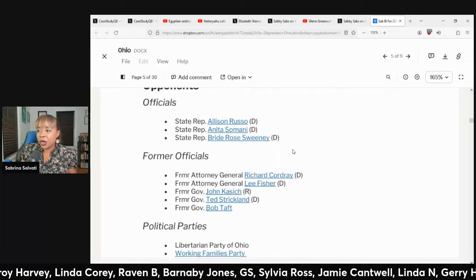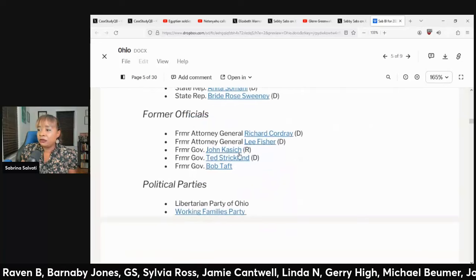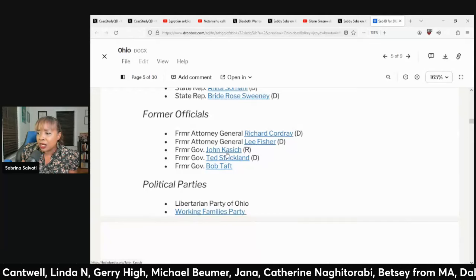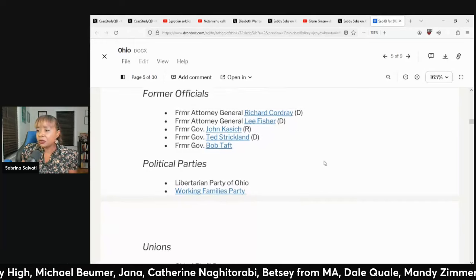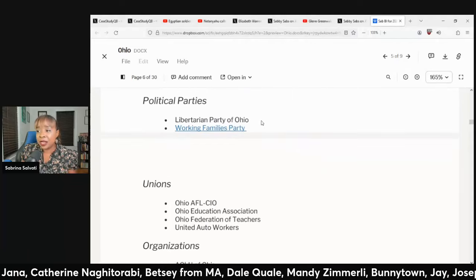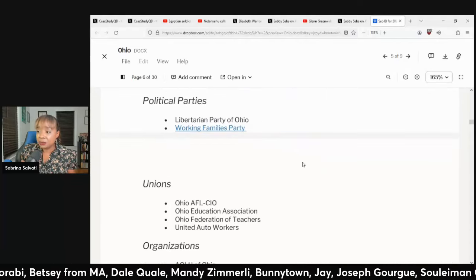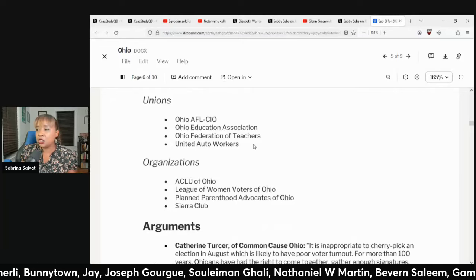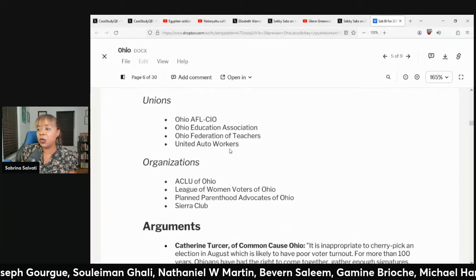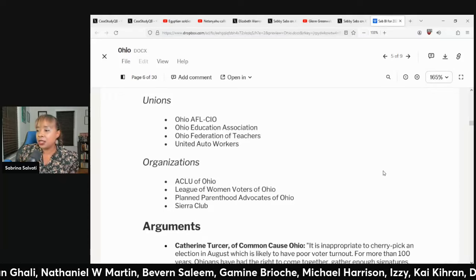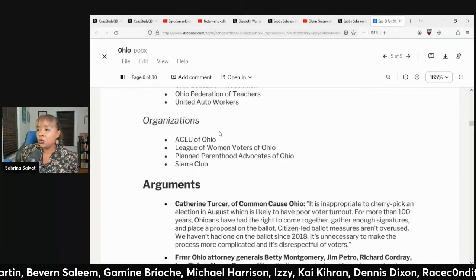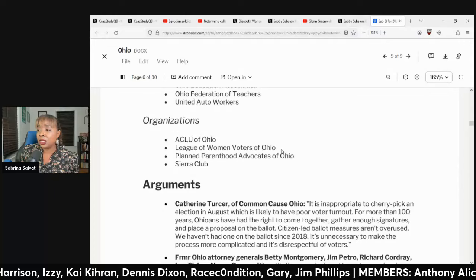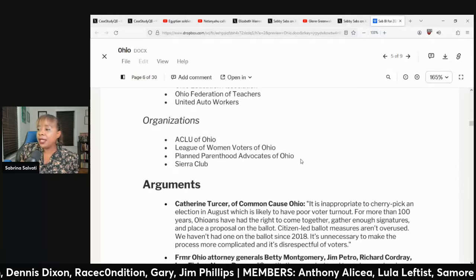Who opposed it? Of course, majority Democrat politicians, and you'll see former officials that opposed it. All Democrats except for former Governor John Kasich. He also opposed it. Political parties that opposed it: the Libertarian Party of Ohio and the Working Families Party. The unions opposed it: Ohio AFL-CIO, the teachers, auto workers, so that's the UAW, the Ohio Education Association, and organizations, the ACLU, the League of Women Voters, which needs to come back, by the way. That would change a lot in electoral politics if the League of Women Voters was a big thing again. Planned Parenthood Advocates of Ohio, Sierra Club.